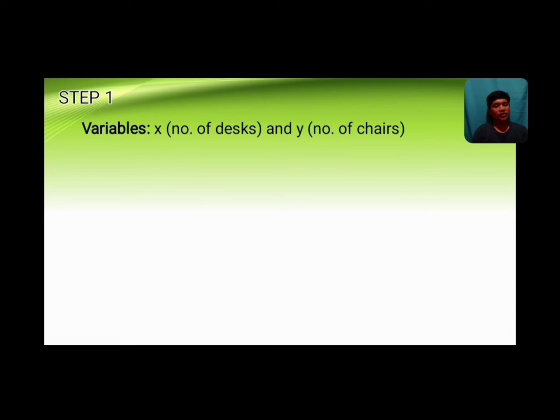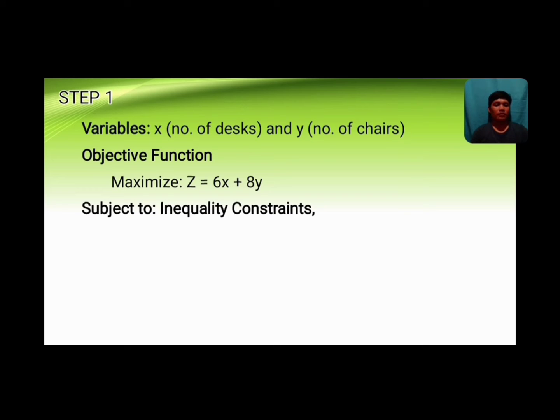constraint. As you can see in the given table, we have the variables X and Y, which represent the number of desks and the number of chairs. So we have here the objective function. The objective function is to maximize Z equals 6X plus 8Y. We have here subject to inequality constraints.